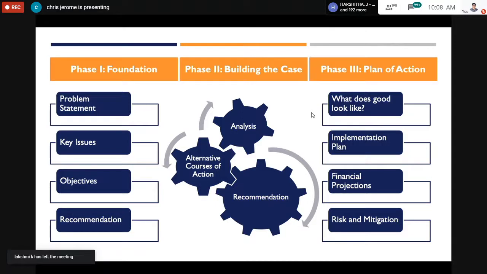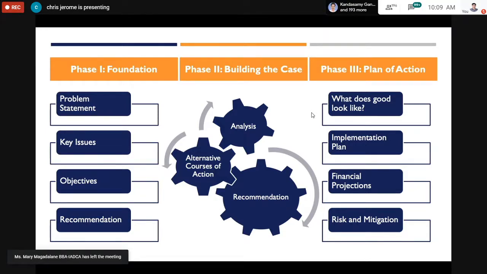So the three phases that I recommend using are: phase one is establishing the foundation. The foundation is setting up the case, presenting the facts clearly. Phase two is building the case. This is the analysis phase. It's looking for evidence of the problem, looking up facts in the case that point to a problem, using different tools of analysis that we'll get through over the next few slides to deconstruct the problem, presenting alternative courses of action and ultimately a recommendation. And then third is to get into the details about the specific plan of action.